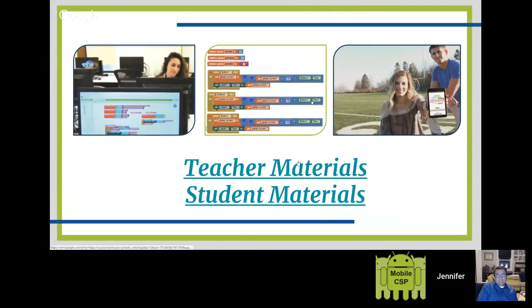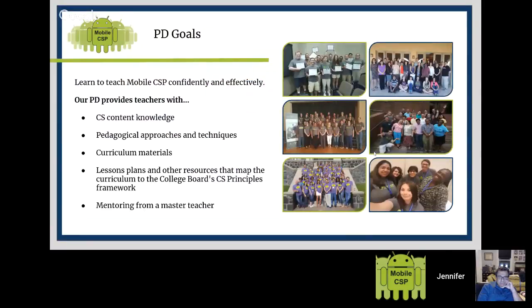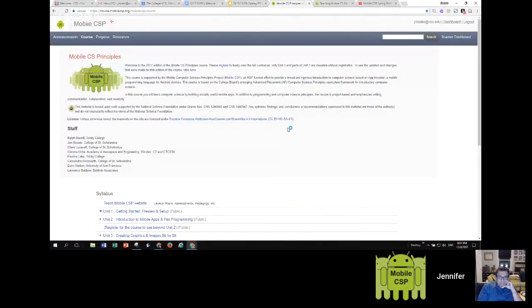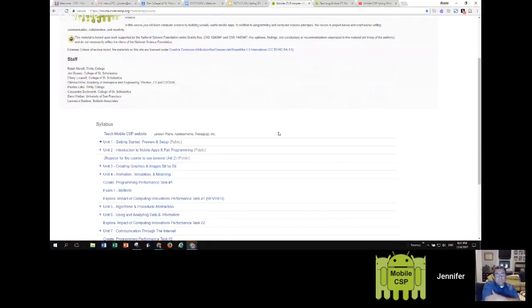So I'm just going to give you a quick demo and point out a couple of things about the student and teacher materials. The links are in the slide deck, but I'll ask Cassie to put them into the chat window here too. So it's just course.mobilecsp.org and then teach.mobilecsp.org. You might have checked them out already, but just to give you a quick overview of some things to look for.